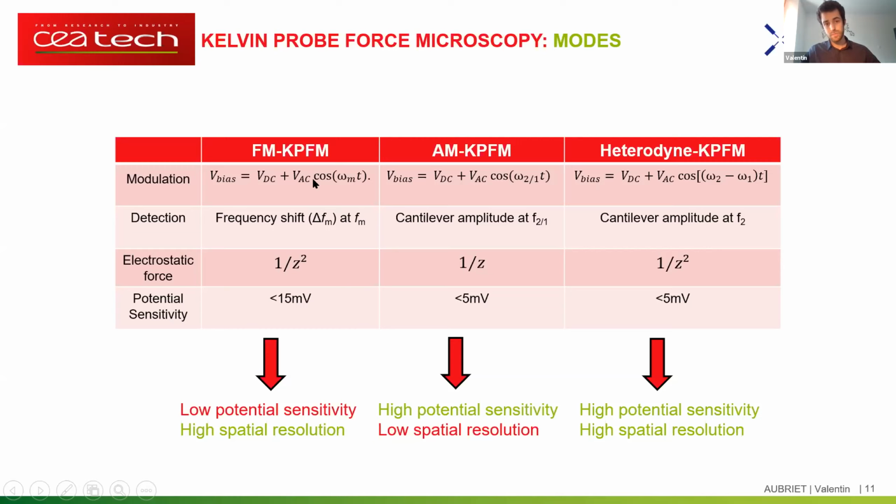And basically, frequency modulation is known to have a low potential sensitivity but high spatial resolution. Amplitude modulation is known to have high potential sensitivity but low spatial resolution. And heterodyne has a high potential sensitivity and a high spatial resolution.